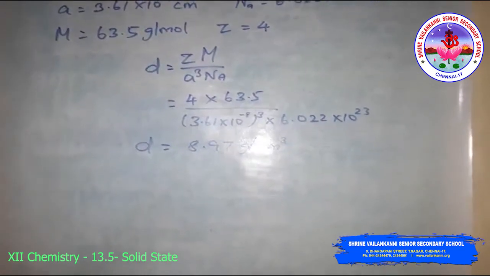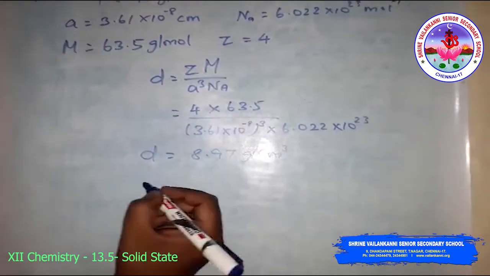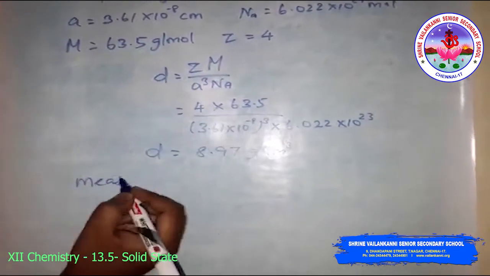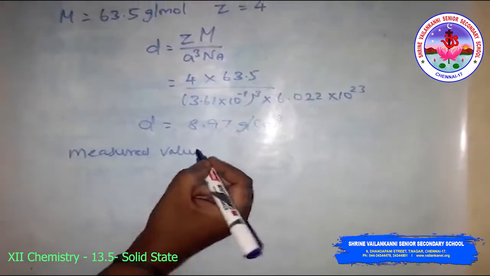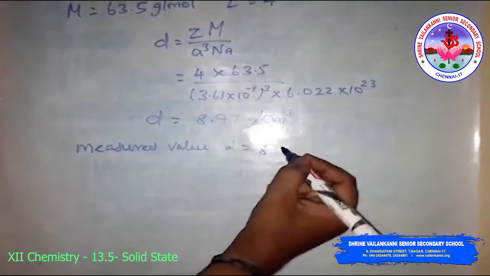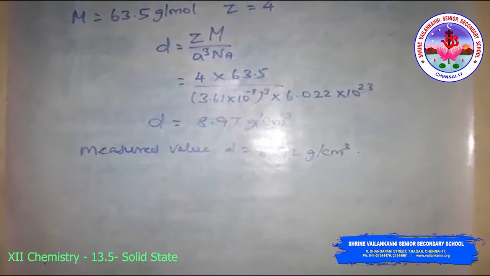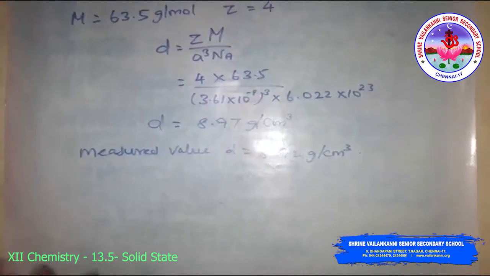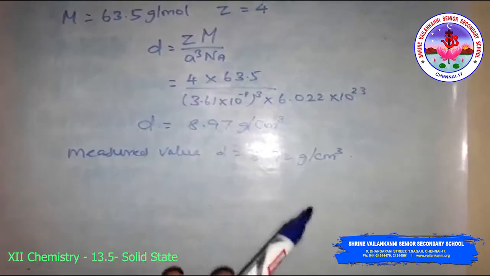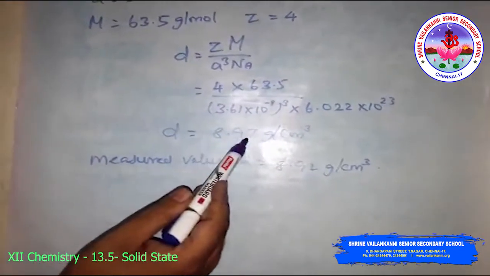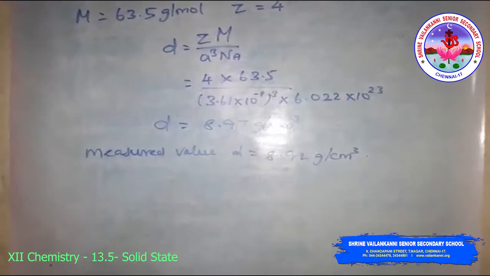What is the agreement here? 8.92. The measured value of the density, from the problem, is 8.92 gram per centimeter cube. So the measured value of the density is given as 8.92 gram per centimeter cube. Hence the calculated density of 8.97 gram per centimeter cube is in agreement with this measured value.